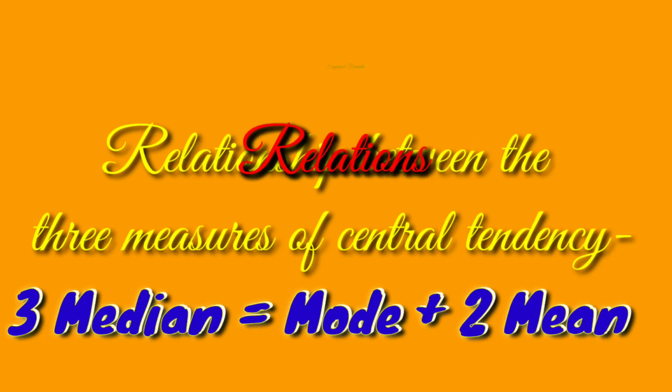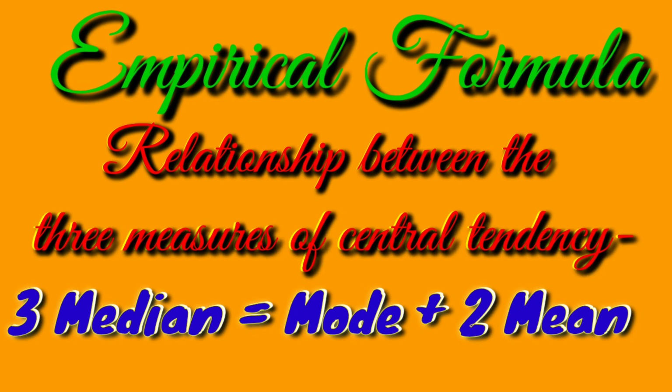This is a formula of mean, median, mode, where it is given by 3 median equal to mode plus 2 mean, and is called the empirical relation between the 3 measures of central tendency. This can be used for calculating if one of its values is given and the remaining 2 can be found out.